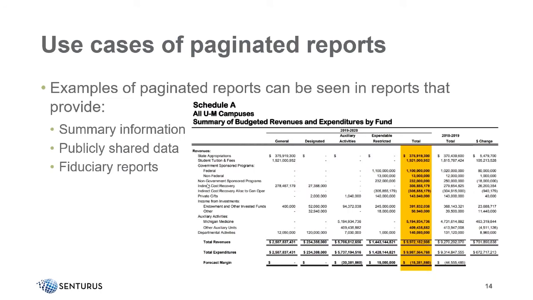Here is an example that is published out by University of Michigan. This is a public document. It's their budget document. And this is the kind of thing that people would use this for: summary information, publicly shared data, financial reporting. And look at how wonderful that is.